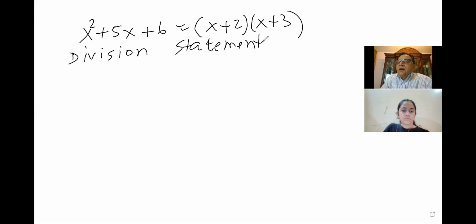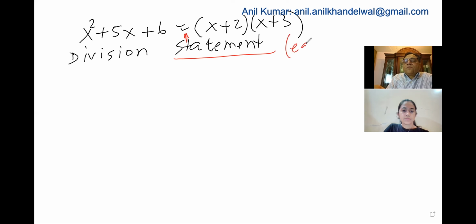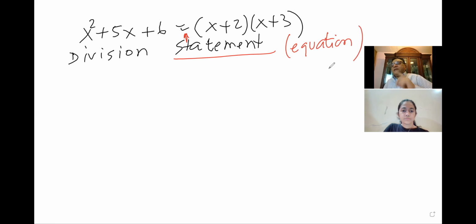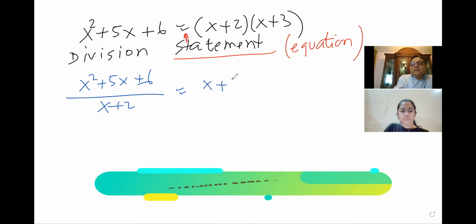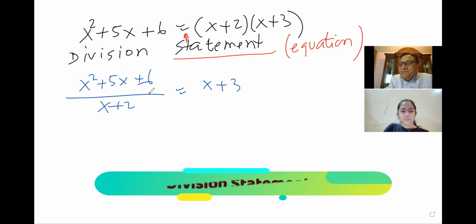In mathematics, a statement means what? A statement means an equation. Do you see that equal to sign? A phrase means an expression. Statement means an equation. So this is a division statement. How will I write this as a division statement? I'm writing x squared plus 5x plus 6 divided by x plus 2 equals x plus 3. It is a division statement now.